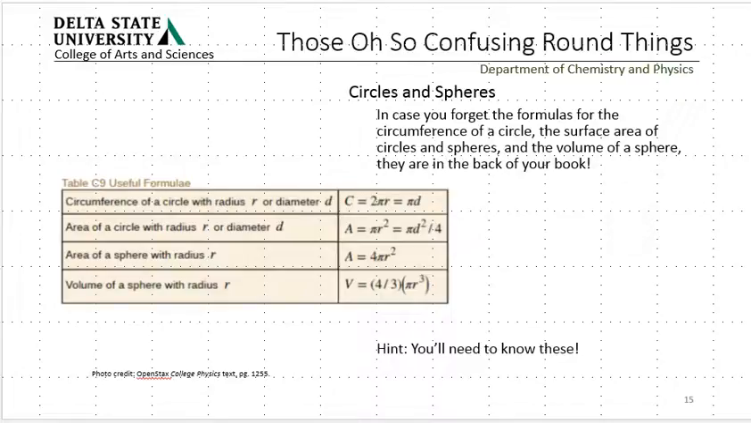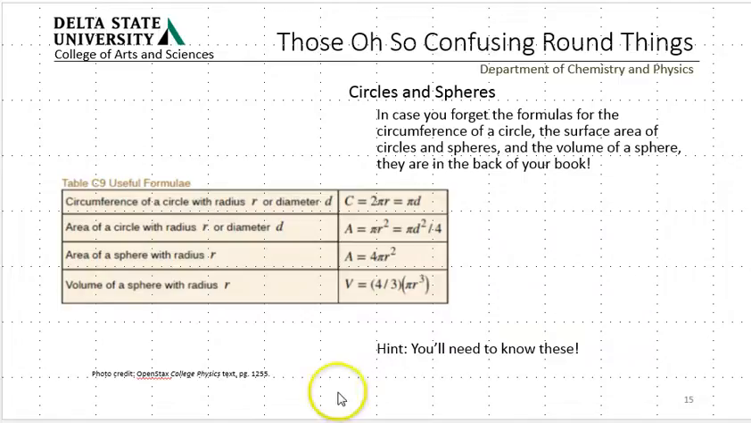On circles and spheres, these are things you'll need to have at the top of your mind all the time. What is the circumference of a circle? 2 pi r. What is the area of a circle? Pi r squared, where r is the radius, or pi d squared over 4. What is the surface area of a sphere of radius r? 4 pi r squared. What is the volume of a sphere? 4/3 pi r cubed.